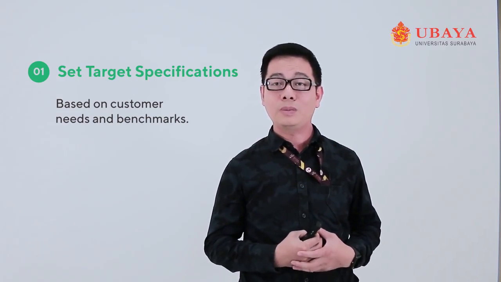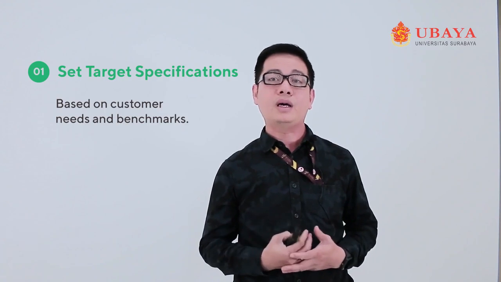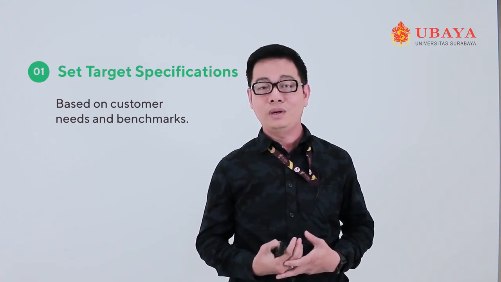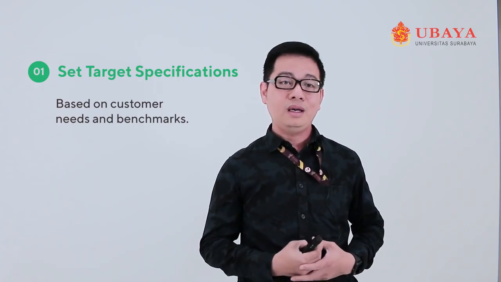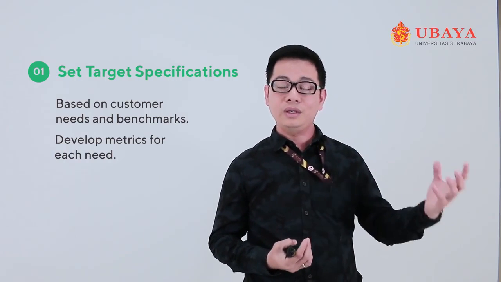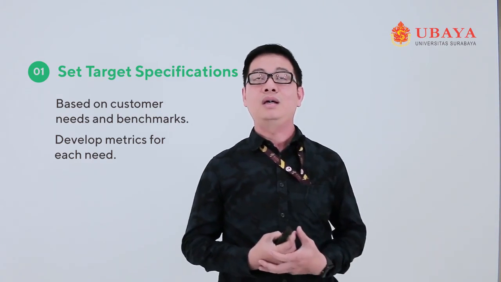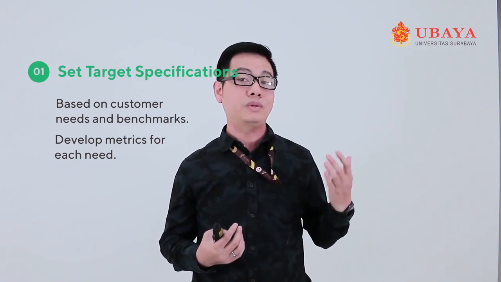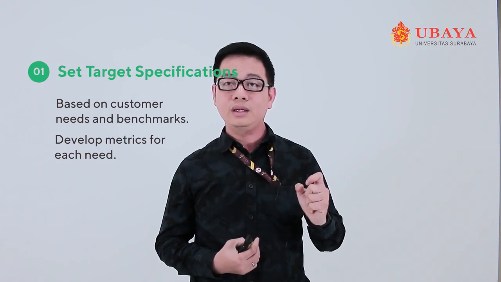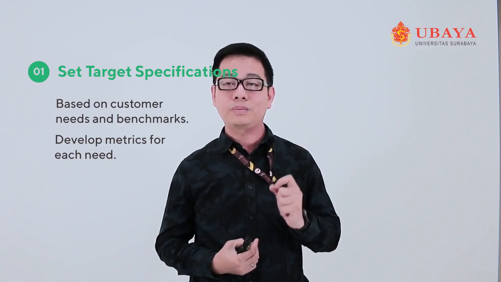So we need to do benchmarking to see whether our product is better or worse than our competitors, and then develop metrics for each need. Last week, we were talking about customer needs. I mentioned that customer needs consist of maybe 5 to 15 needs. Each need should correspond to a metric, which should correspond to a spec.